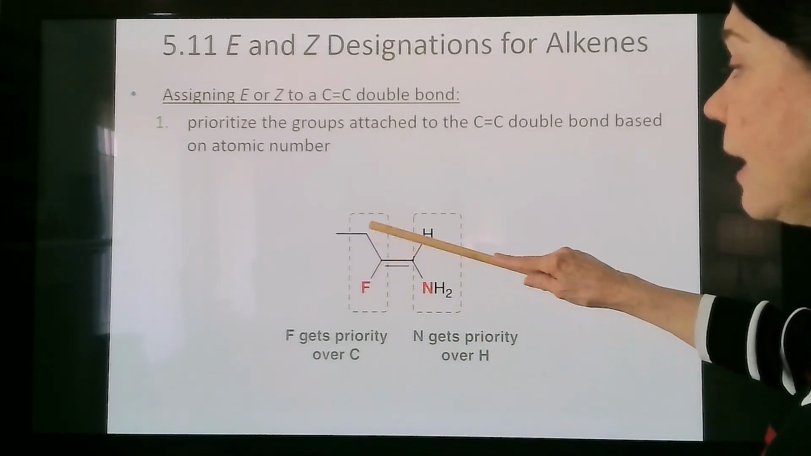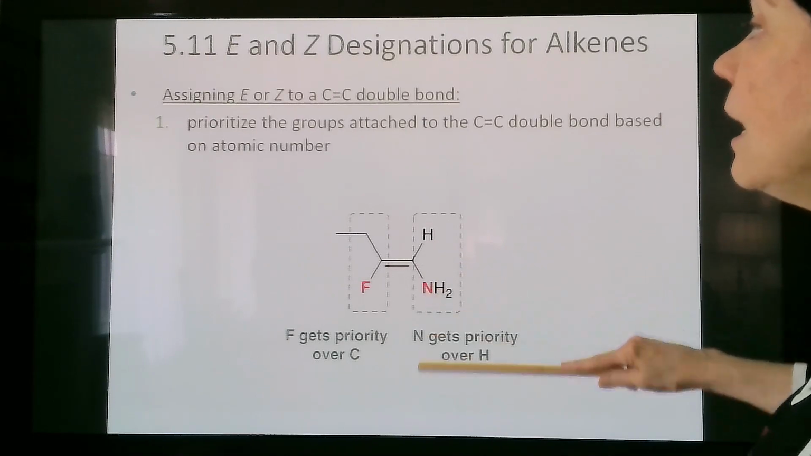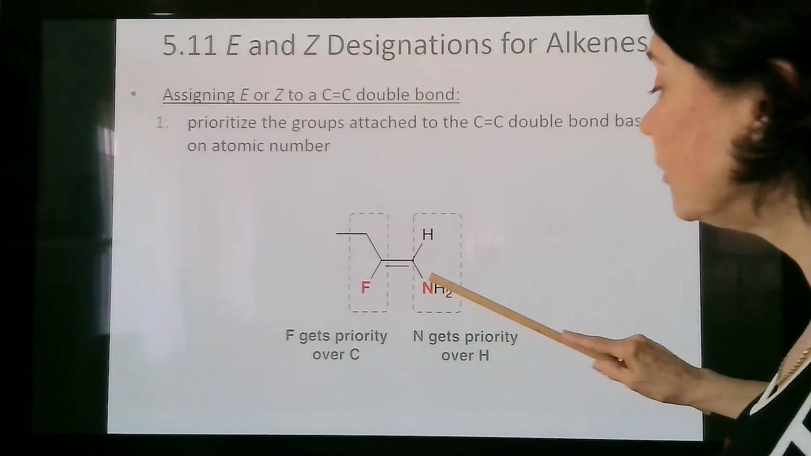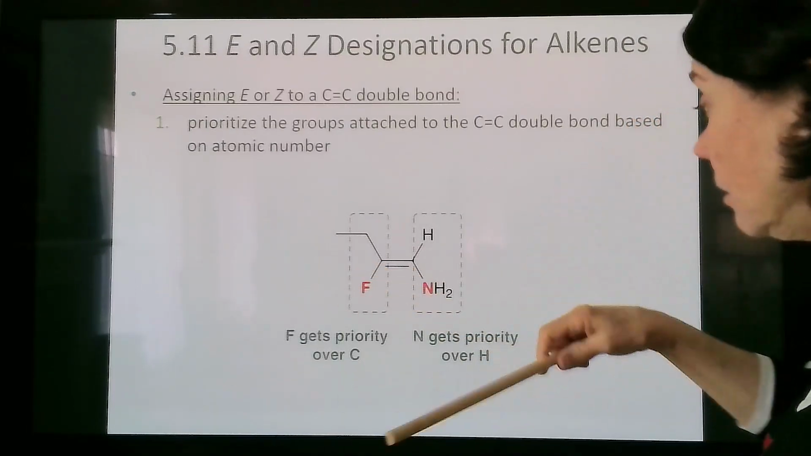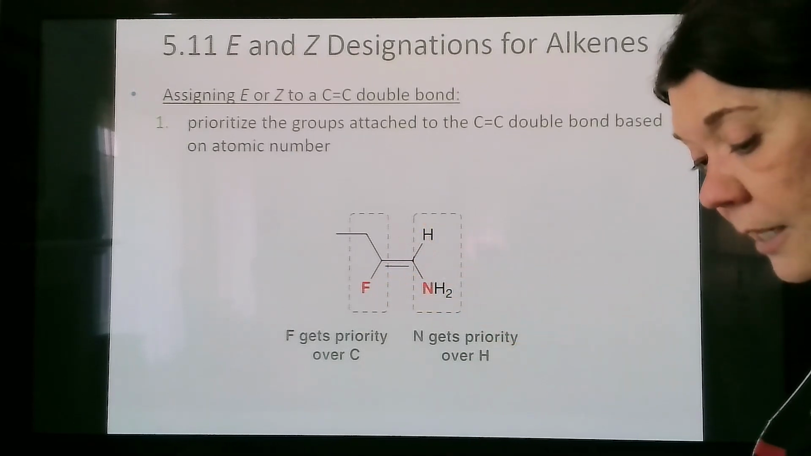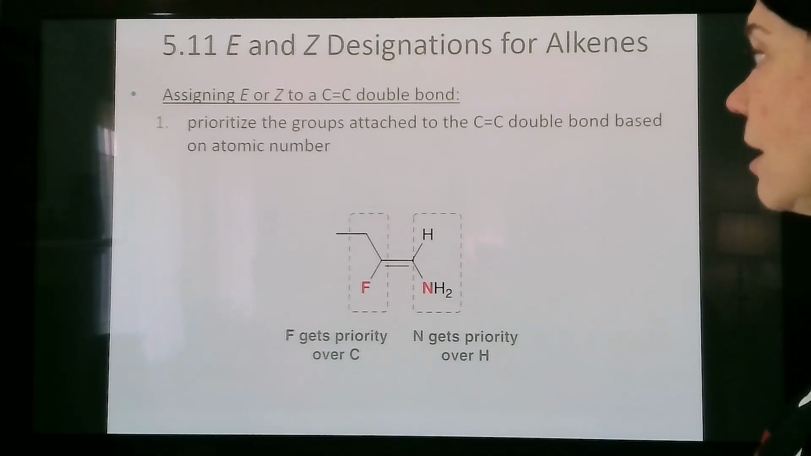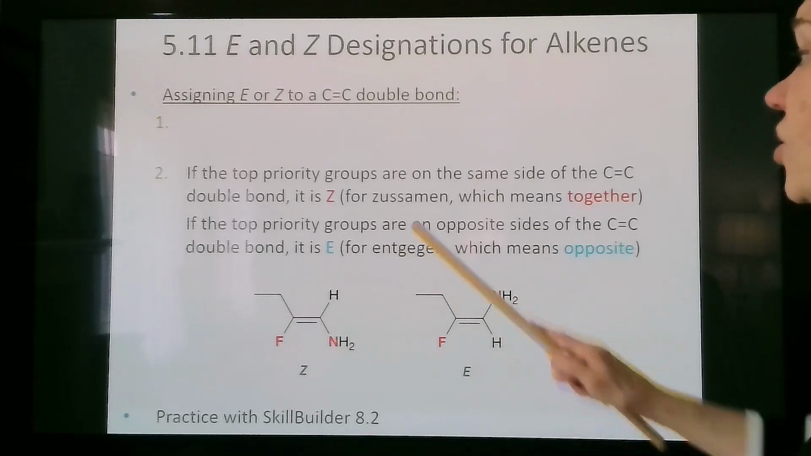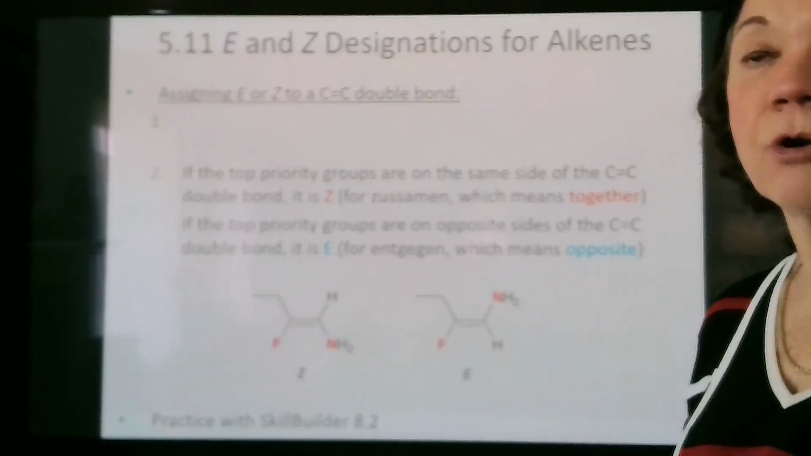So fluorine has higher priority here. Nitrogen has higher priority here. And so we're going to use E and Z. And so if the higher priority groups are on the same side, it's said to be Z. If they are across from each other, it's said to be E. So let's look at the next slide. There we go. So Z is for zusammen. That's a German word which means together.